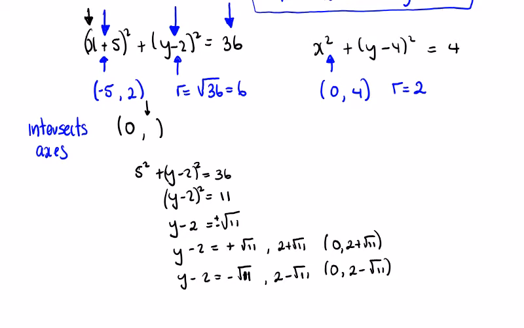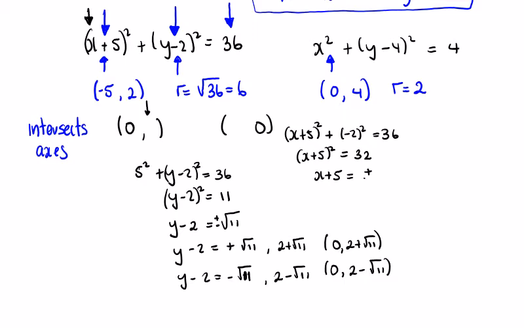Okay, let's let y equal 0. You can see it intersects at 2 points. So y is equal to 0. We're going to get (x + 5)² + (−2)² = 36. So we're going to get (x + 5)² = 36 − 4, which is 32. So x + 5, the square root of both sides, is plus or minus √32.